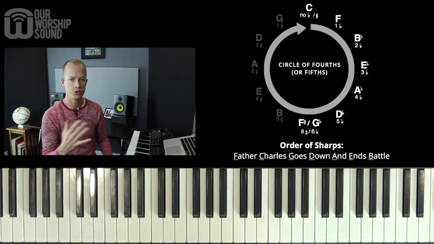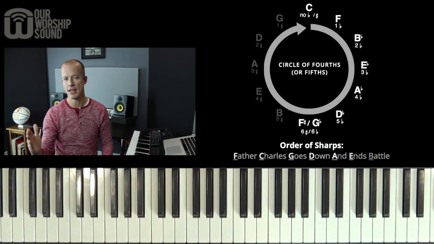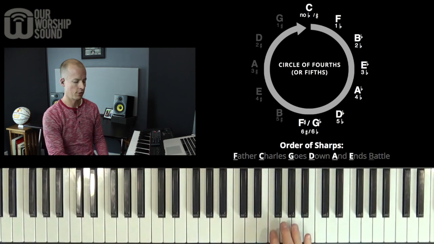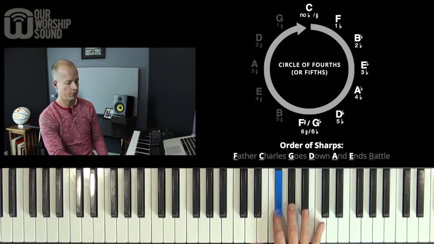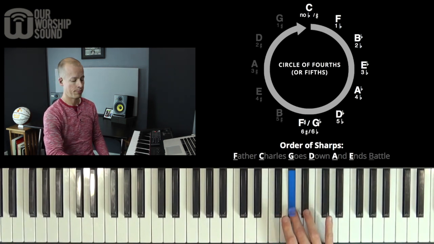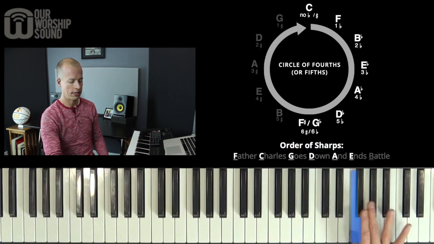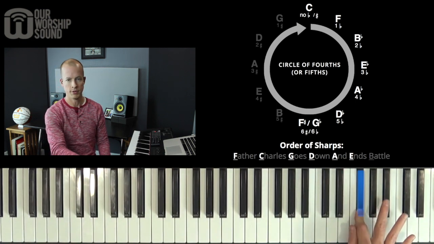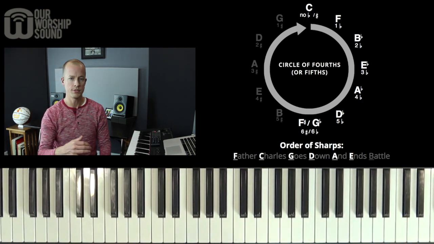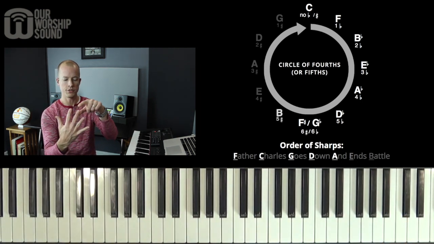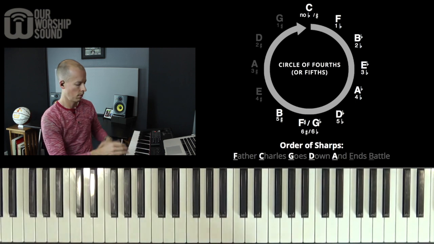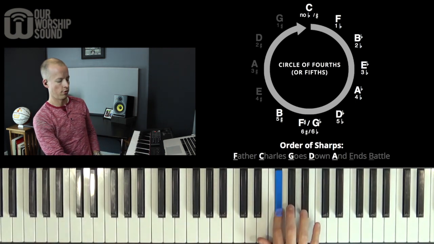So if we have 6 sharps, we're going to have everything sharp except for that last one, B. B is our only natural. And as we go through it, we have F sharp, G sharp, A sharp, B, C sharp, D sharp, E sharp, and F sharp. Then we're going to go down to 5 sharps. Father Charles Goes Down, and we're going to start this 4 notes up from F sharp.